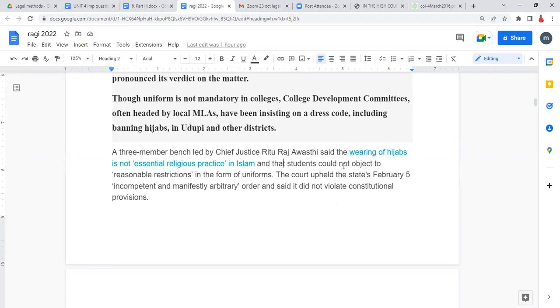The High Court said that students could not object to this reasonable restriction in the form of uniforms. Why are uniforms given? Just to ensure that everybody is equal, that everyone is seen with equal eyes without any religious or other barriers. That is nothing but a reasonable restriction. There is a reason why a uniform is prescribed at the end of the day, and that should not be violated. And because it's not an essential part of religious practice, it's not affecting the fundamental rights of these students.